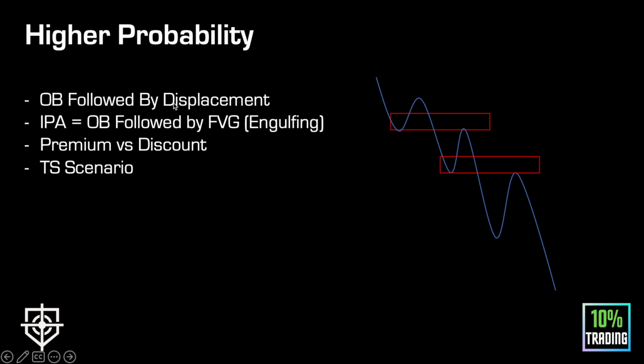I say this word quite a bit, and I know some people may still struggle to grasp what it means, displacement, right? And the second line, IPA, you probably see a lot of people mention this. A lot of you listening probably will know what it is. Inefficient price action. It's an order block followed by a fair value gap. A fair value gap is an imbalance.